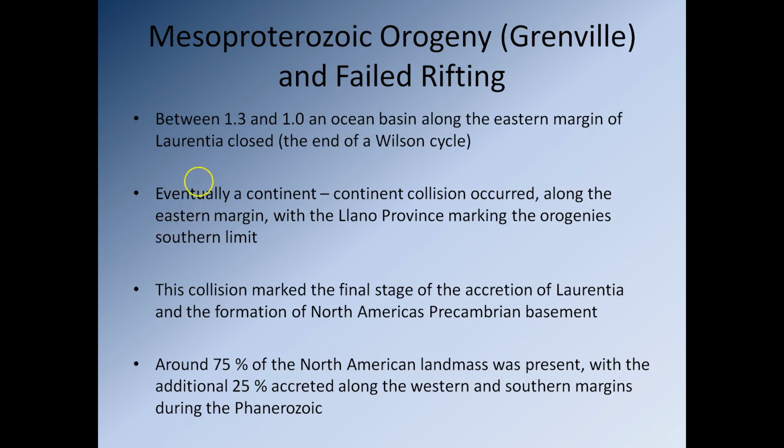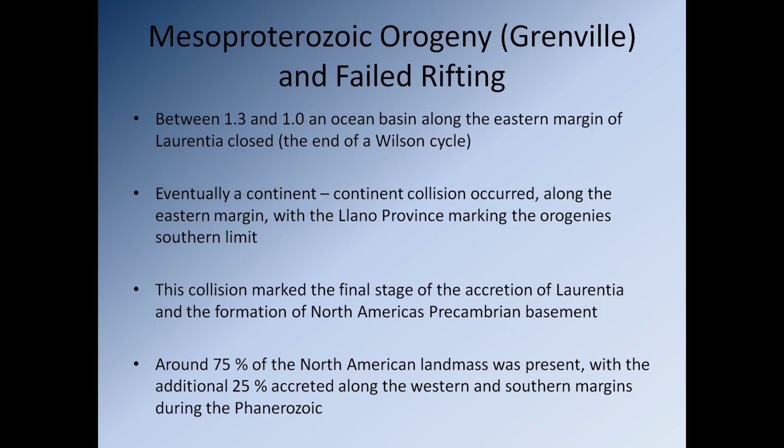Okay, so now we're going to think about Mesoproterozoic orogeny, so that's the Grenville orogeny, and failed rifting. So Mesoproterozoic means middle Proterozoic. So between 1.3 and 1 billion years ago, an ocean basin along the eastern margin of Laurentia closed. So it's kind of the end of a Wilson cycle, not quite a perfect Wilson cycle, but it is the closure of an ocean basin.